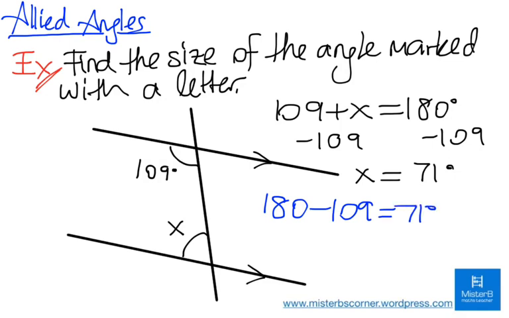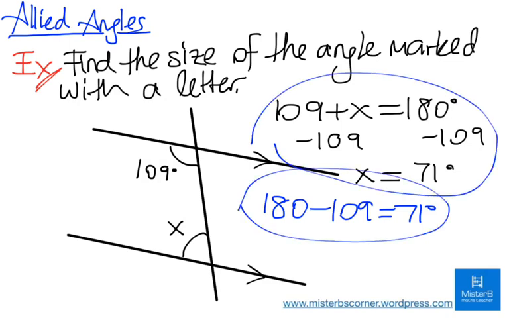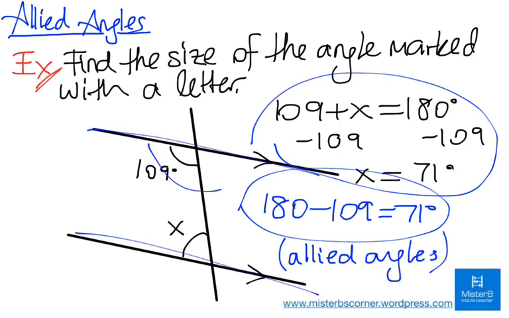Now, whichever method you use, the algebraic method or the arithmetic method, it doesn't matter. You have to give the reason. You have to say in brackets, these are allied angles. That's why you can do this operation. Just because these lines are parallel, these angles become allied angles, so you can add them only to find 180 degrees, or you can take away 109 from 180 to find the size of x.